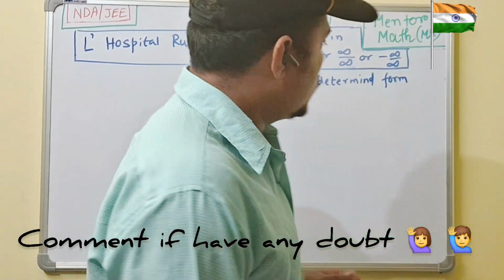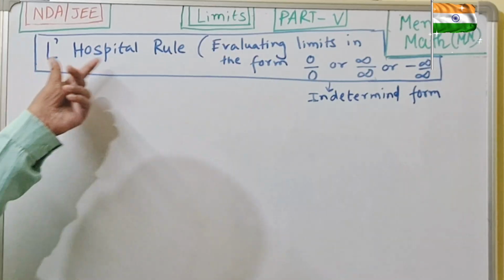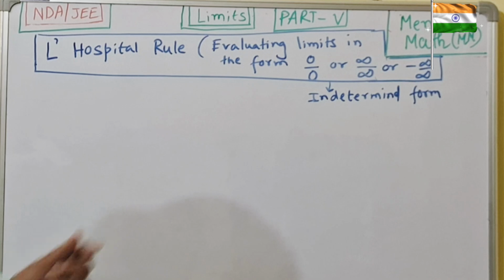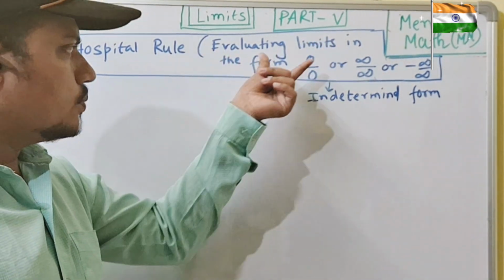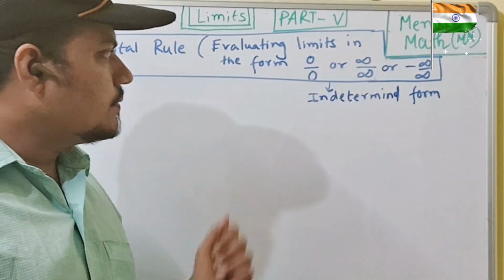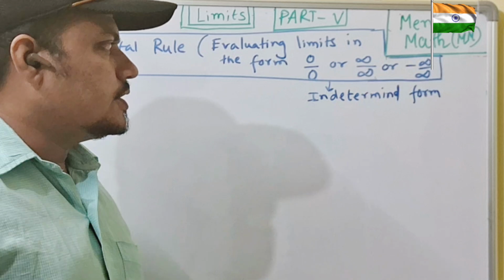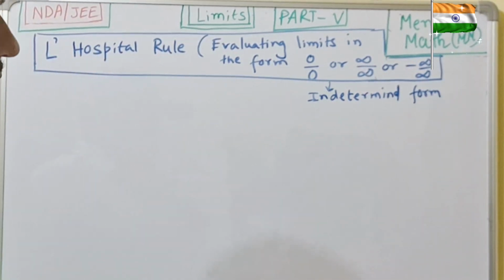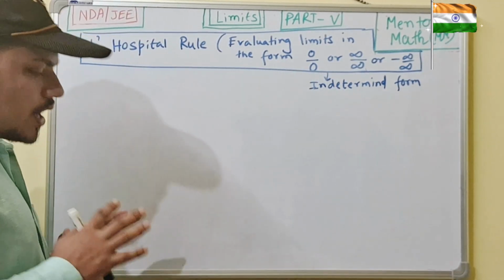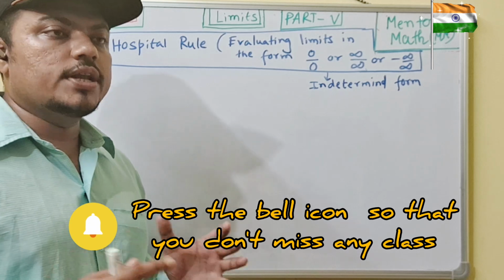Look at this: L-Hospital rule or L'Hopital rule is for evaluating limits in the form of 0 by 0, infinity by infinity, or minus infinity by infinity. That is your indeterminate form. First of all, you have to know when this rule is actually applicable.